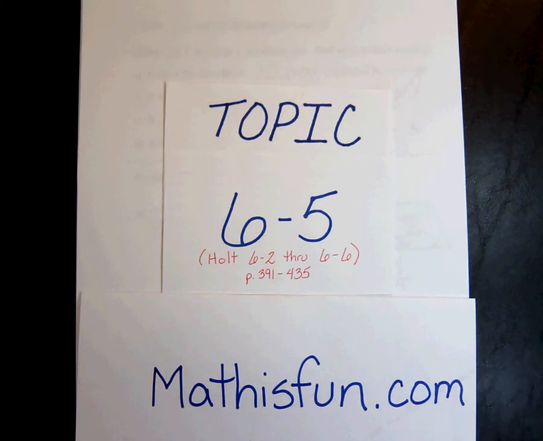Topic 6-5. This is a review of quadrilaterals. You can reference this in your Holt textbook, Chapter 6, Sections 2 through 6, page 391 through 435. Again, I want to make note of the website. You can Google mathisfun.com. You can go to Interactive Quadrilaterals in the Geometry section and look at all the different types of special properties of the different quadrilaterals.